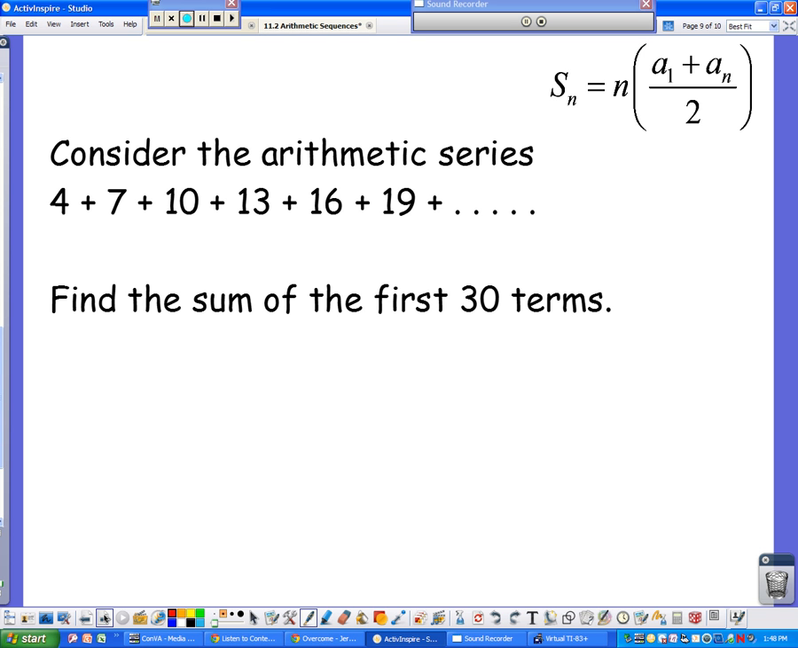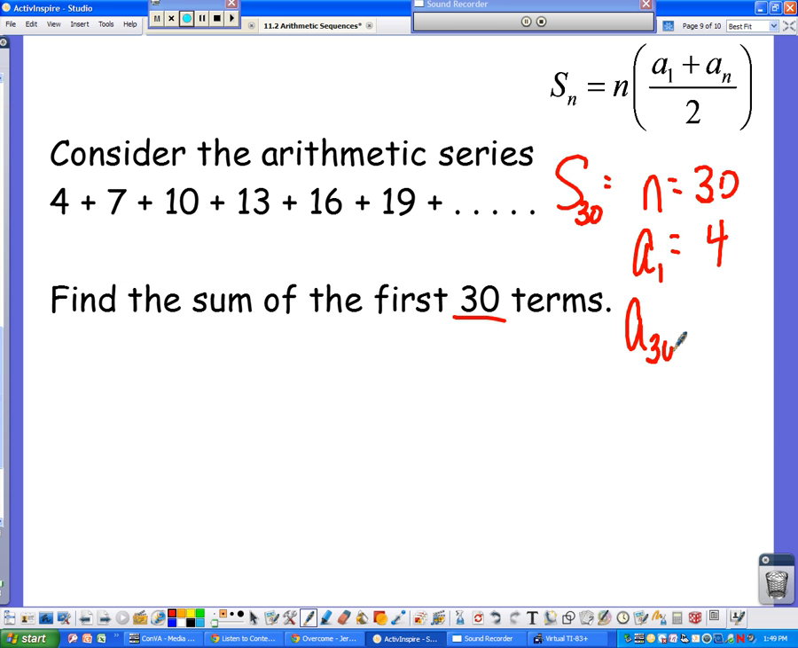So we're actually going to look for S of 30. My n in this case is just the number of terms, so in this case it's 30. My a sub 1, the first term, is 4. And a sub n is actually going to be a sub 30, because I need that last term, the 30th term in the sequence.